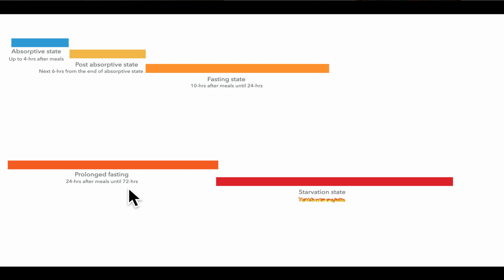Remember, this is what starvation is. There is confusion in the terminologies, especially about when exactly starvation begins. There is no clear cut answer in the books. Not every book gives the same timeline, but this I have taken from Marks' textbook of biochemistry. So, the starvation state starts from 72 hours, that is the 3rd day onwards, and it goes on as long as the person is not taking any food. So, these are the timelines that we have.